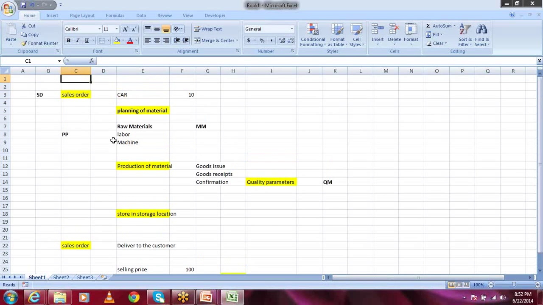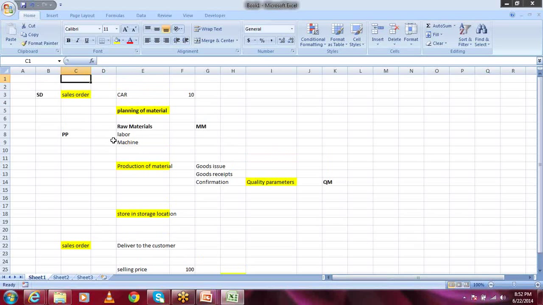Actually, this scenario is called the make to order scenario. Make to order means that based on an order you will manufacture. That means based on your sales order you will start production. That is called the make to order scenario.